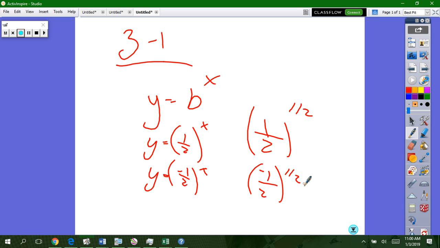Negative 1/2 raised to the 1/2 power. So the top is the square root of negative 1, and the bottom is an imaginary solution. And there's an infinite amount of imaginary solutions, and that's why we're not allowed to do this.